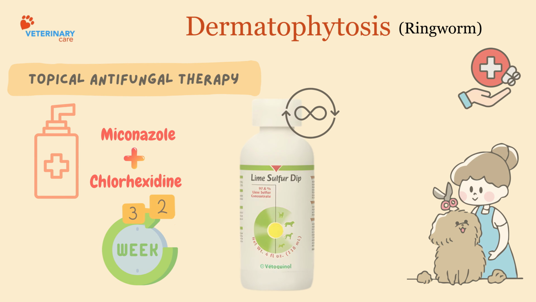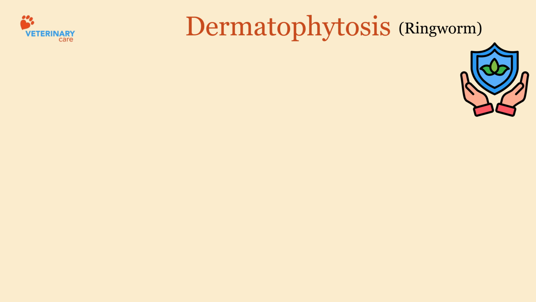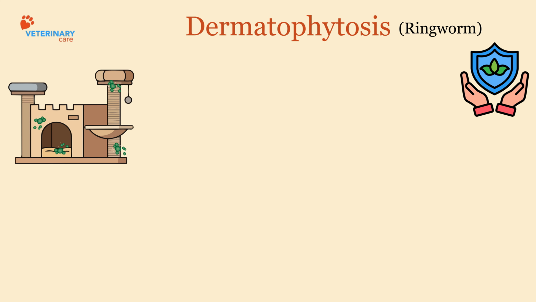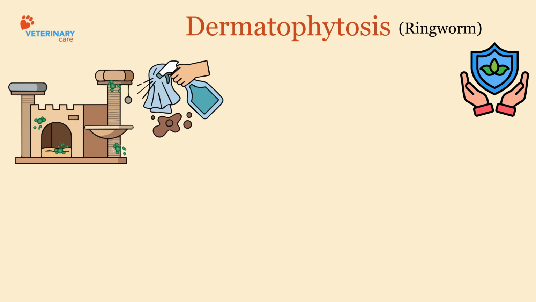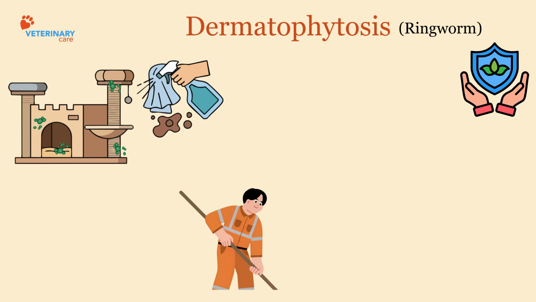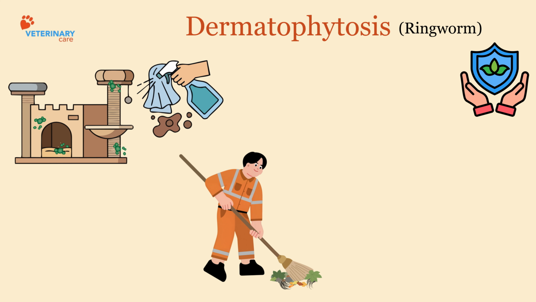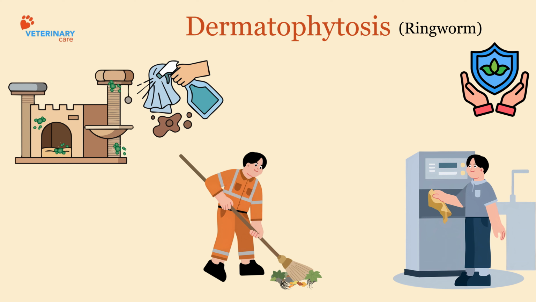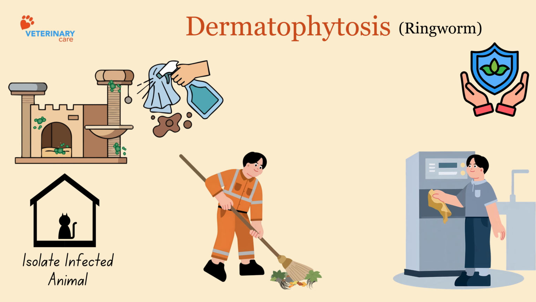Now finally, environmental control is essential. Fungal spores can persist in the surroundings, so regular cleaning is necessary. This includes removing hair and debris, washing bedding, and cleaning surfaces to reduce contamination. Infected animals should be isolated, but care should be taken to avoid excessive stress, especially in young animals.